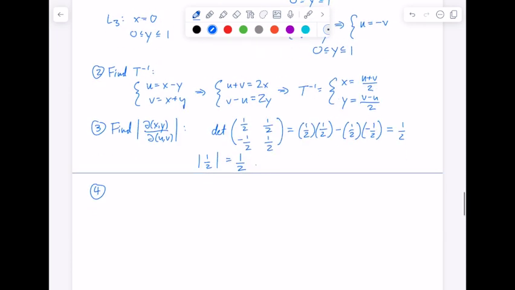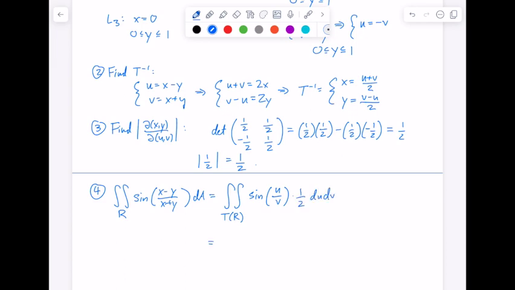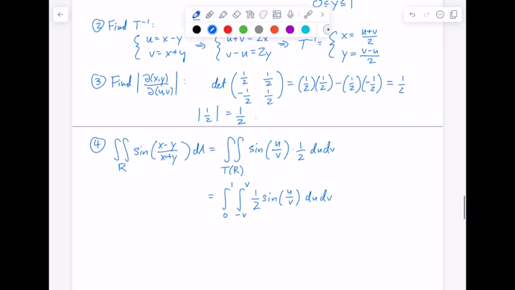Finally, in step 4, we can set up our integral in UV coordinates. And perhaps the mildly tricky bit here is we need to parameterize or describe the region T of R in UV coordinates. Hopefully that's a good excuse for you to remember how to set up these two-dimensional regions. And once we have set this up, we can evaluate.